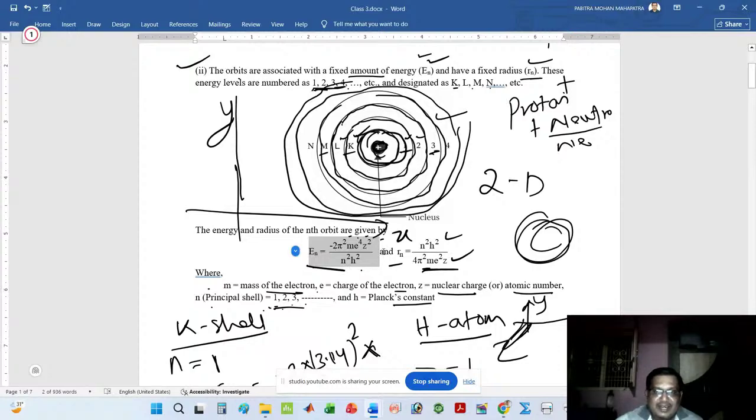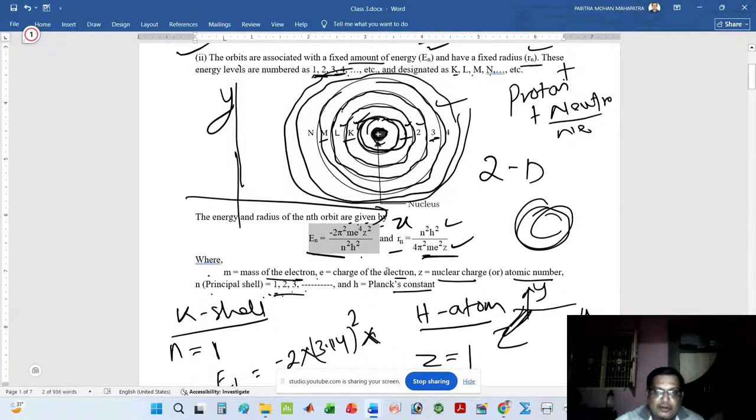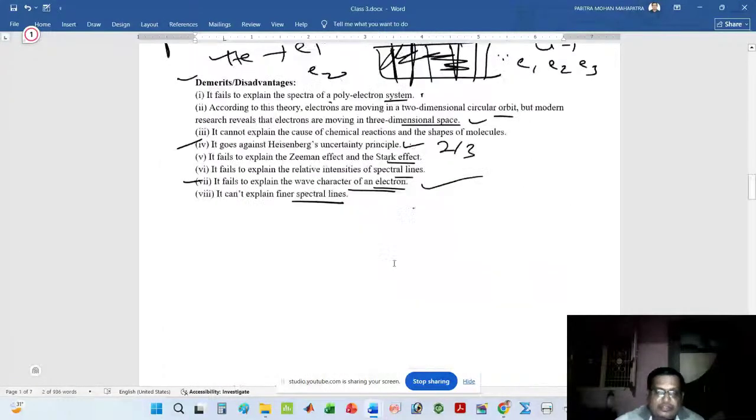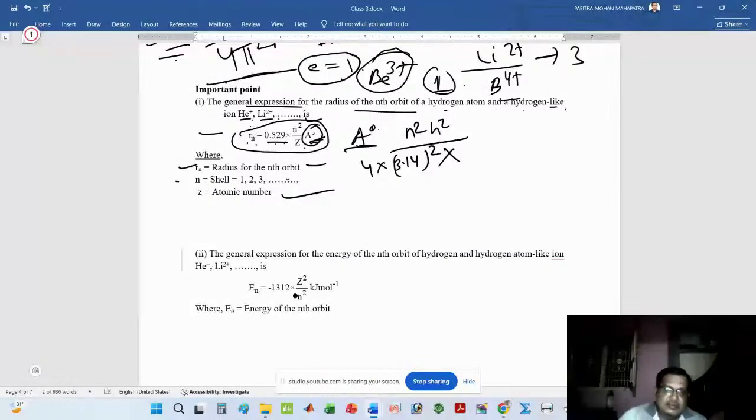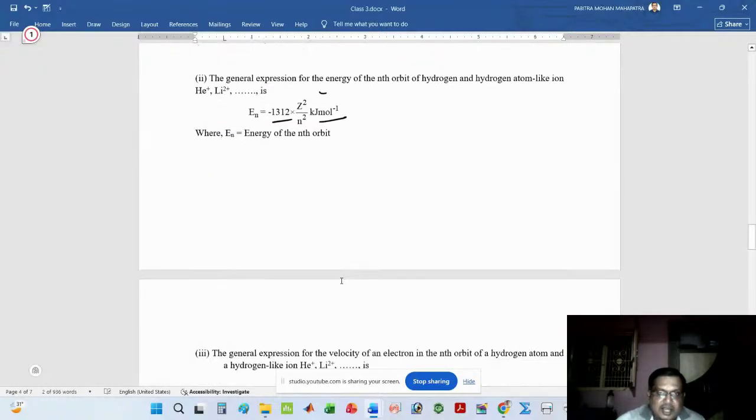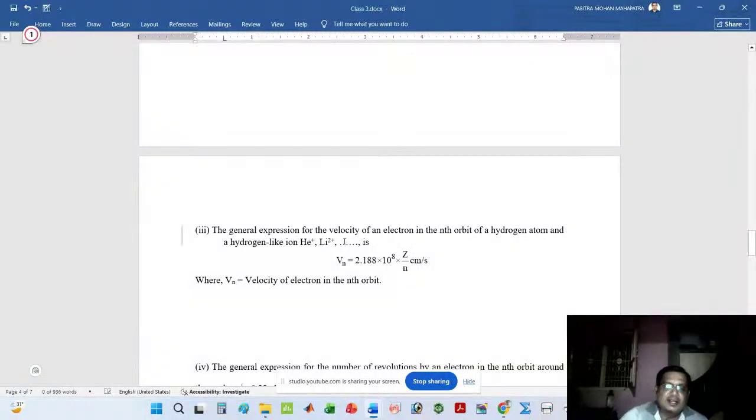You cannot state a particular value of Z and n, because the Z value varies with the atomic number and the n value varies with the shell. After putting all the values, you will get a short formula: En is equal to minus 1312 into Z square by n square kilojoule per mole. Here En means the energy of the nth orbit.